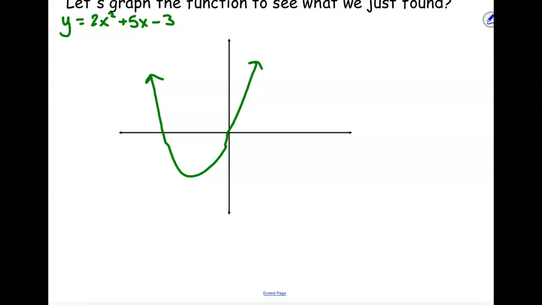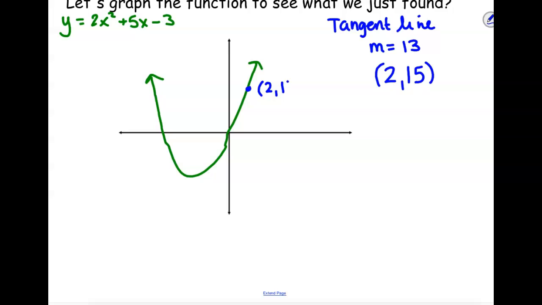Now we have a tangent line. I'll put this in the blue. This tangent line had a slope of 13. And what we found is that that tangent line runs through the ordered pair 2 comma 15. So here's over 2, up 15, and then there's a tangent line that runs right along here with a slope of 13.